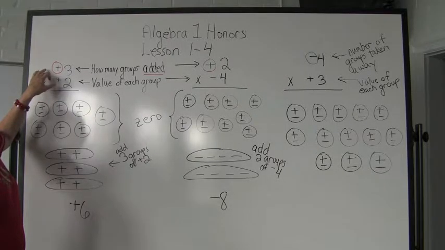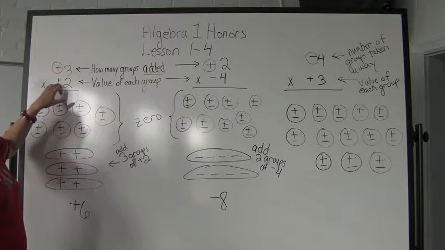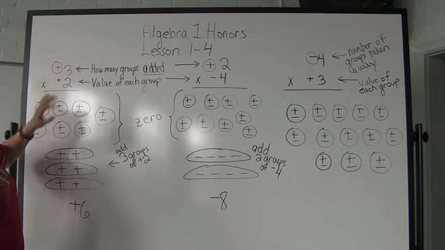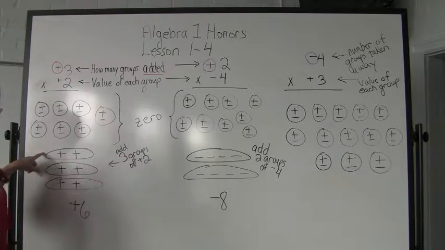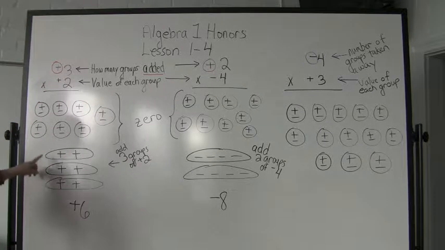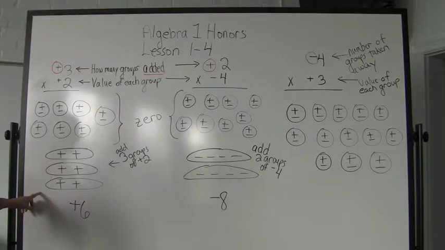If you added 3 groups of 2, so each group had a value of 2 and you added 3 of those groups, like right here. Here's our 3 groups that we're adding. 1, 2, 3. And they each have a value of positive 2. Then you ended up with positive 6.